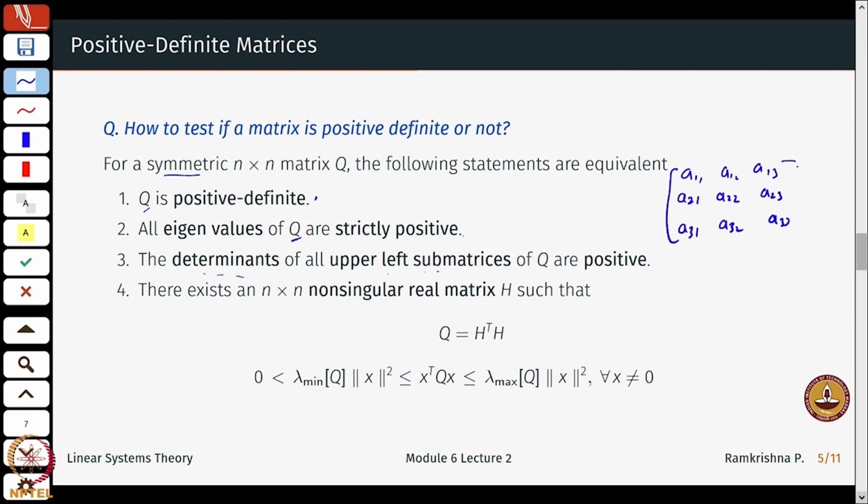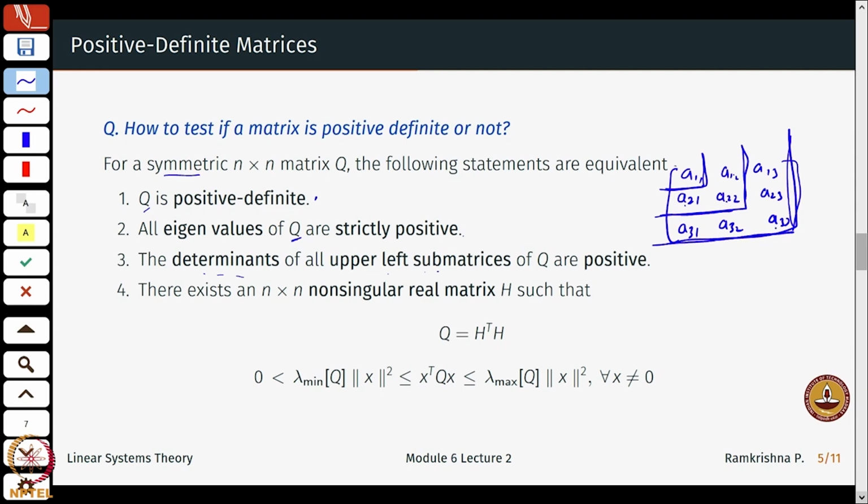Okay. So, what does this mean? First, A11 should be greater than 0, and if I compute the determinant of the 2 cross 2 element starting from here, this determinant should also be positive. So, A11 should be greater than 0, the determinant of these 4 elements A11, A12, A21, A22 should be positive, and the entire determinant of the matrix should also be positive. So, these are all the upper left submatrices of Q, and of course, the original one by itself.